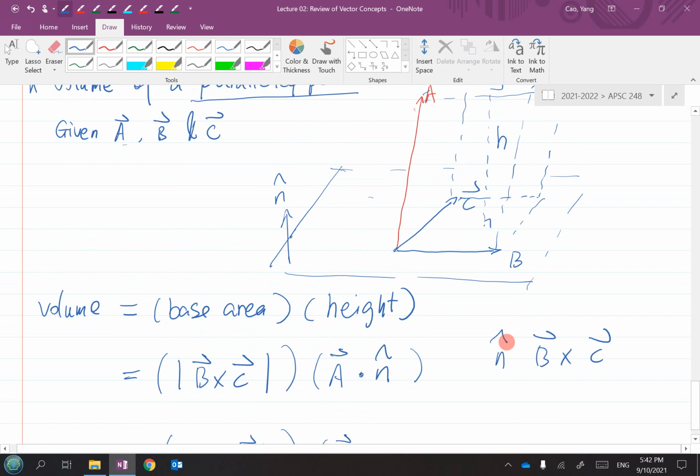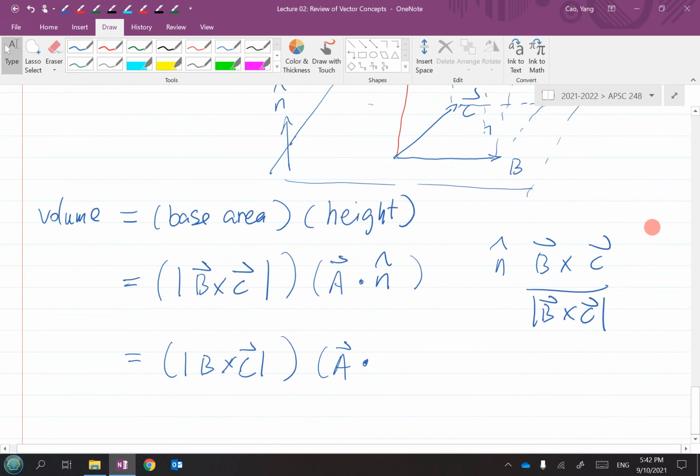If I just write B cross C, is that n hat? We need its magnitude. So how do I get n hat? We know B cross C is in the same direction, but how do I get n hat? Yeah, Colin. Excellent, that's right. You have to normalize it to get n hat. So now I have my n hat, which is B cross C divided by its magnitude.